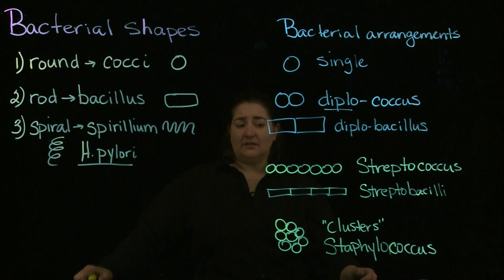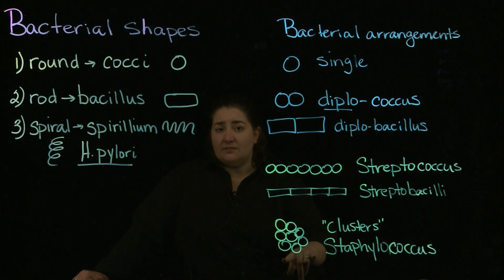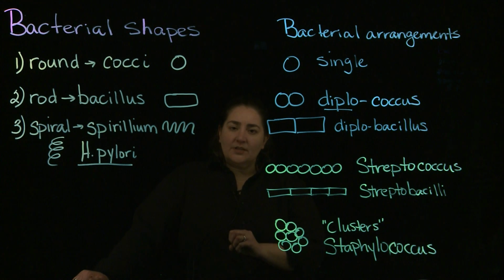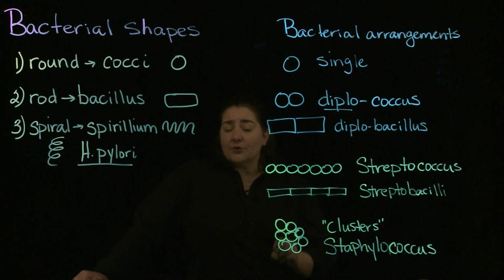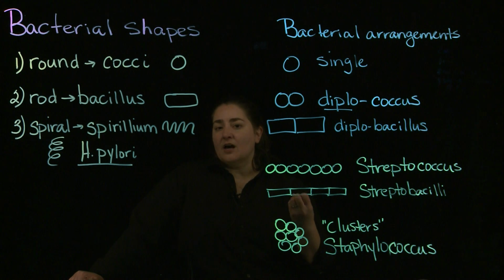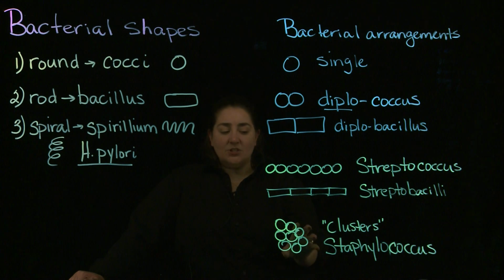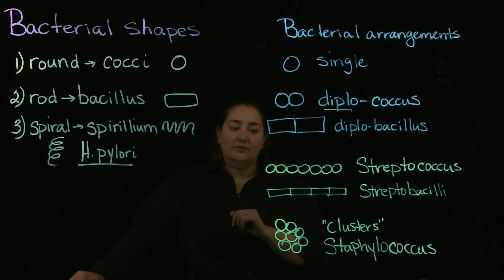When you look at different names of bacteria, for example Staphylococcus aureus, you may have heard a little bit about it because there are antibiotic-resistant versions of Staphylococcus aureus. That antibiotic-resistant version is known as MRSA. MRSA stands for methicillin-resistant Staphylococcus aureus. But that Staphylococcus aureus is going to be arranged in clusters, and they're going to be round bacteria.